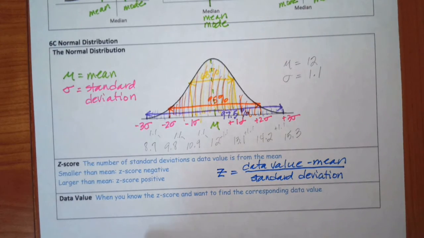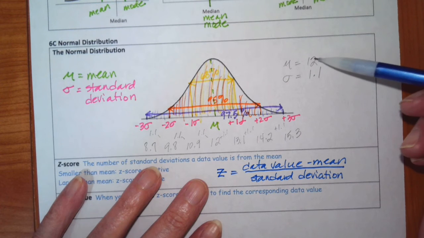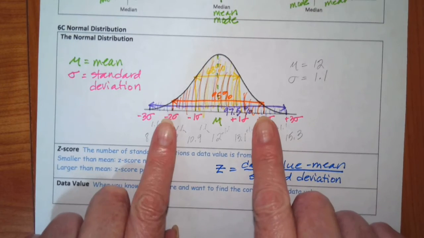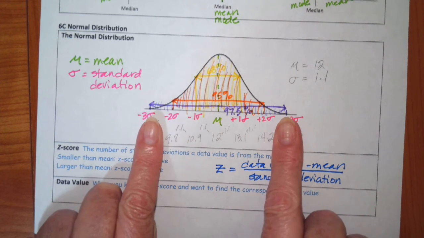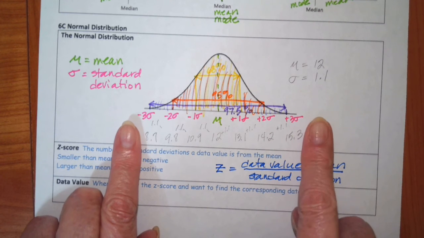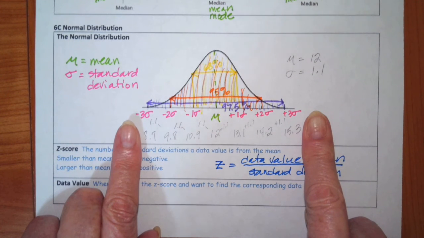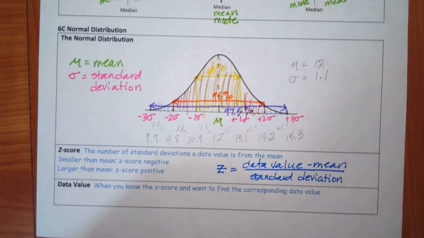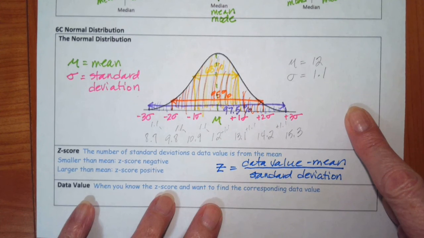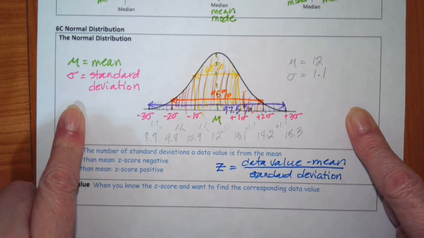So whatever this study was, I know the mean is 12, the average value is 12, and I know that 68% of the values fall between 10.9 and 13.1. 95% of the data falls between 9.8 and 14.2. 97.5% of the data falls between 8.7 and 15.3. And that means outside of that, there's 2.5% of the data, which means 1.25 on this side and 1.25 on this side.